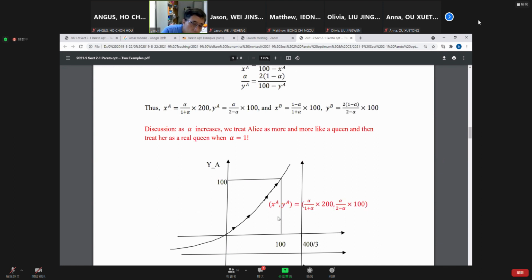So when alpha increases, both XA and YA increase. And when alpha runs from 0 to 1, the solution runs from this point and increases until Alice takes all, when alpha eventually goes to 100%, going to 1. So this kind of curve is very consistent with our intuition.